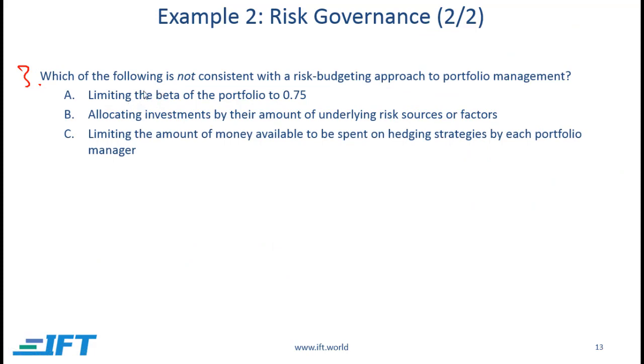3. Which of the following is not consistent with a risk budgeting approach to portfolio management? A, limiting the beta of a portfolio to 0.75. This is a very simple risk budgeting approach where we have a single metric and we are establishing that the risk is limited to this level. So this is actually consistent and therefore not the right answer since we are looking for not consistent.